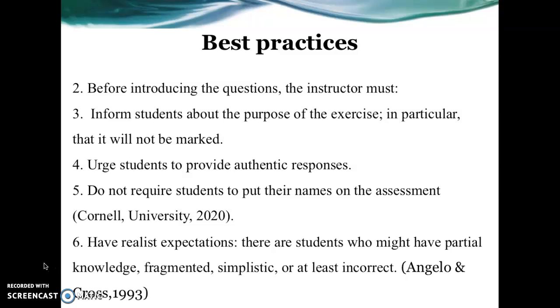Before introducing the topic, the instructor must inform students about the purpose of the exercise, in particular that it will not be marked. Urge students to provide authentic responses and don't require students to put their names on the assessments in order to achieve that authenticity. Have realistic expectations. It is inevitable that there are students who might have partial knowledge, fragmented, simplistic, or at least incorrect.